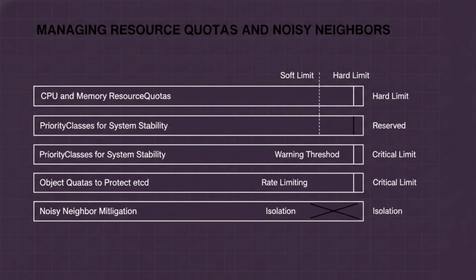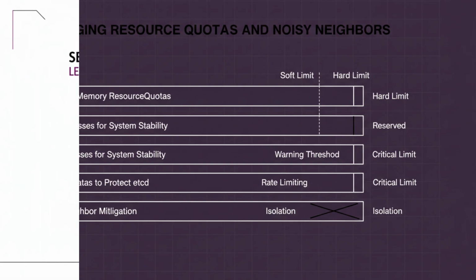By setting limits on the number of instances of a specific custom resource per namespace, we maintain the performance and responsiveness of the entire cluster control plane.